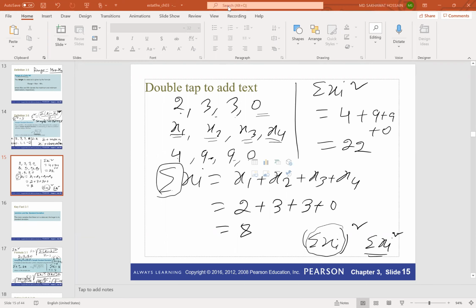Okay, so how did I get n equals 4? N is the total number of observations. That means how many data points you have in your data set. So how many data points do we have here? We have 4 data points, right? 1, 2, 3, 4. Actually, that is the number n. N is the total number of observations. Is it clear now?